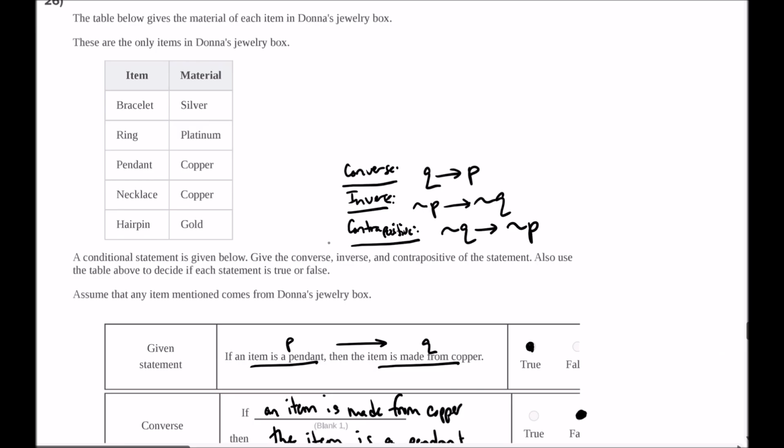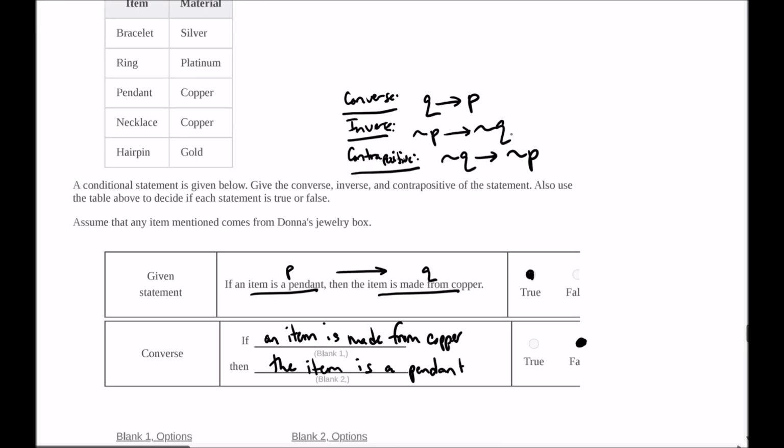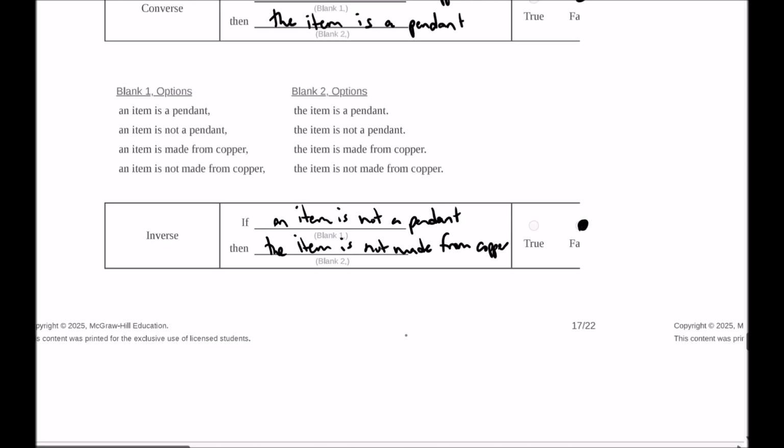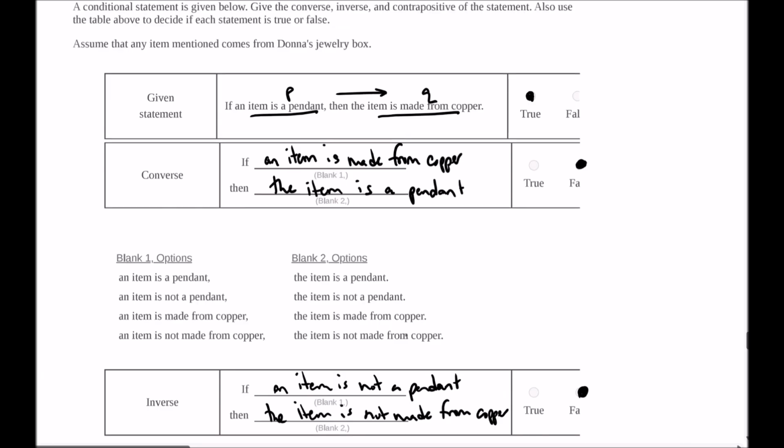Now the contrapositive. We basically take the inverse and we switch it. So it's going to be not Q, not P. So if not made from copper, then not a pendant.